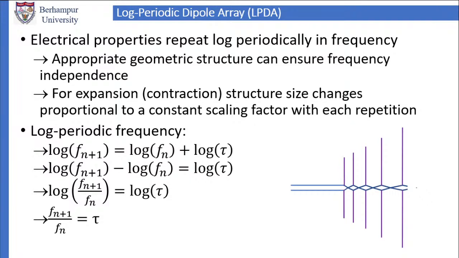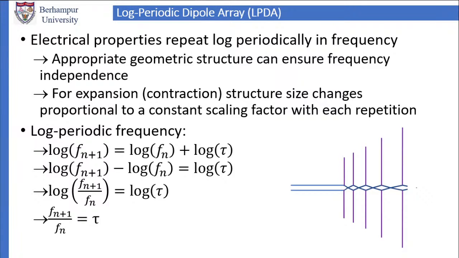So log fn plus 2 will be log fn plus 1 plus log tau. Log fn minus 1 will be log fn minus 2 plus log tau. So log tau is the periodicity. Okay, so log periodically it is, in the log periodic scale it is repeating.